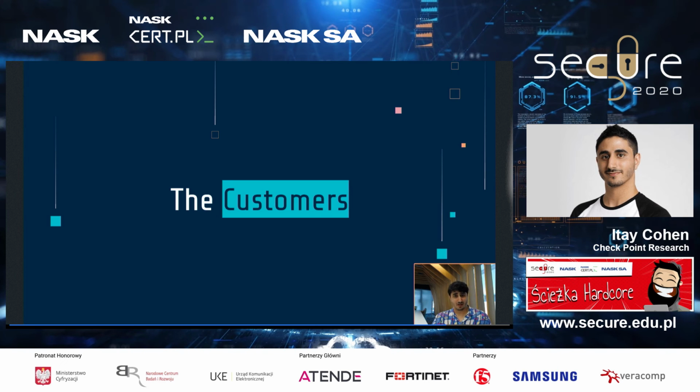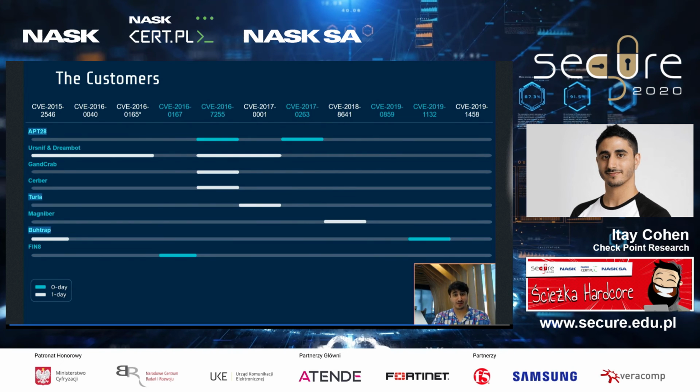So we talked about Volodya, and now it's time to ask who were Volodya's customers. This table we made shows the CVEs that we were able to attribute to Volodya, and also the customer that purchased the exploits from Volodya. CVEs that are marked with blue are 0-days and naturally more expensive. And the highlighted groups that you see on the left are APTs. So we are seeing a mixture of both crimeware like URSNIF and Magniber, and APTs like APT28 and Tula.